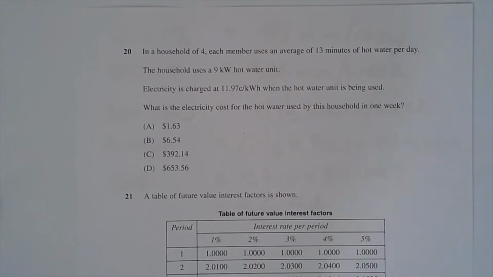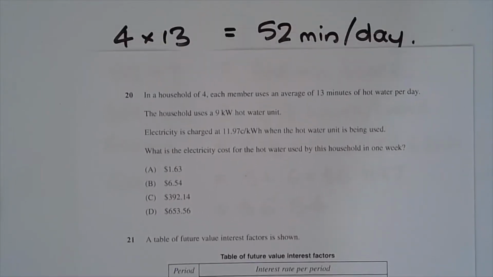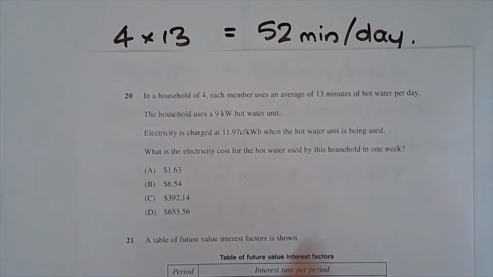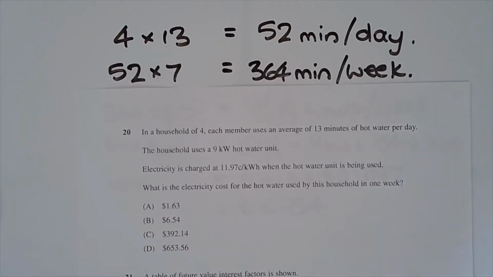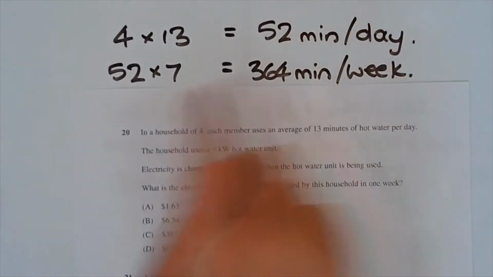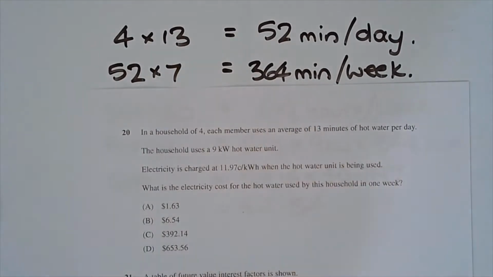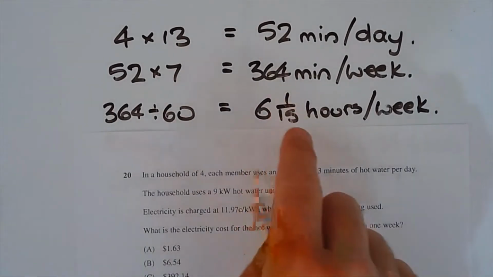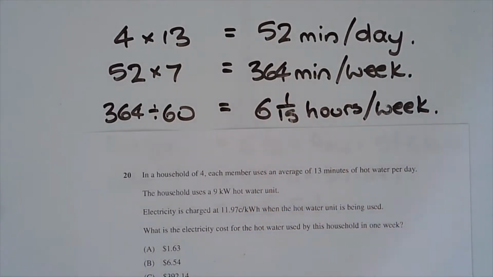Now, the first thing we need to work out is the number of minutes a day this hot water unit is being used. So 4 people multiplied by 13 minutes per person gives us 52 minutes per day. Now the next thing we need to work out is the number of minutes per week. So 52 minutes per day, multiply that by 7 days in a week, we get 364 minutes in a week. The next thing we need to work out is the number of hours per week that translates to. So when we're working out electricity cost, the time must be in hours. So we take 364, we divide it by 60, and we get 6 1/15 of an hour per week.